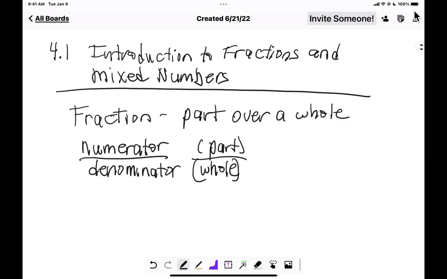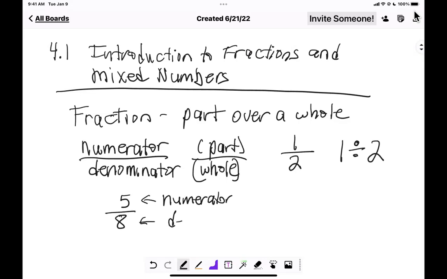When you see a fraction bar like 1/2, it is the same thing as saying 1 divided by 2. A fraction bar is just a shortcut way to say division in fraction world. It just means division. So if I have 5/8, this is my numerator, and this is my denominator. And when I say 5/8, I am saying 5 divided by 8.